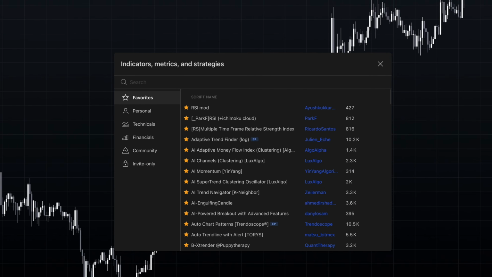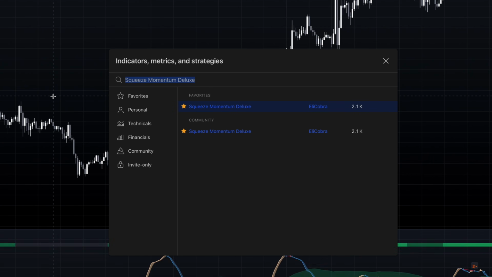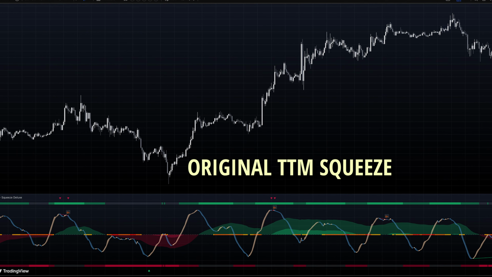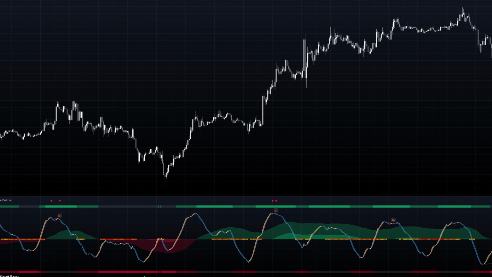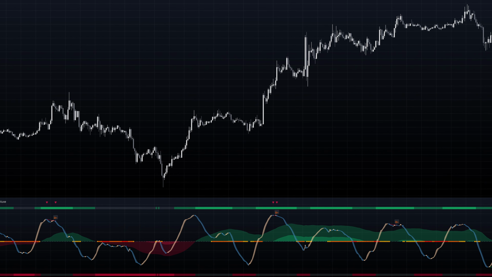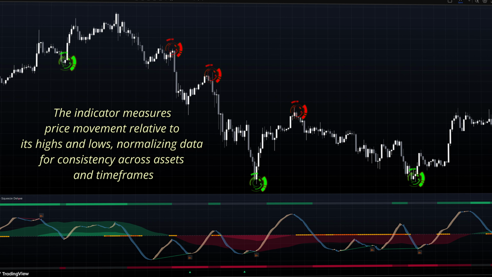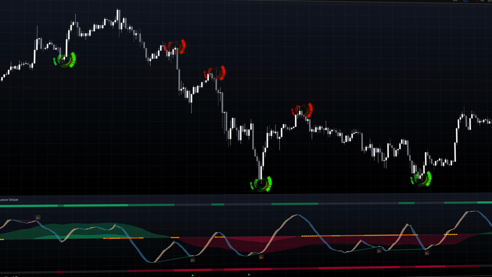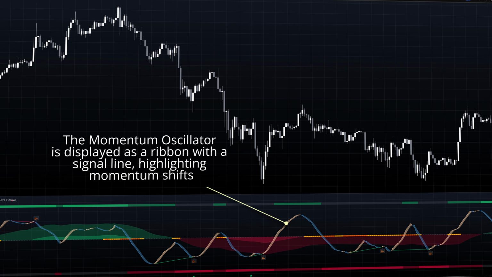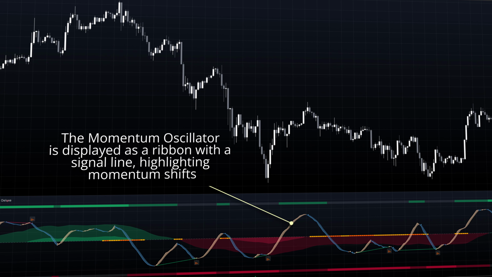The Squeeze Momentum Deluxe by Eli Cobra is a trading indicator that analyzes momentum, volatility, and price action. It expands on the original TTM Squeeze by Lazy Bear, incorporating new features for trend following and mean reversion strategies. At its core, the momentum oscillator measures price movement relative to its extremes, normalized for consistency across different assets and timeframes. The oscillator is displayed as a ribbon with a signal line to highlight bullish and bearish momentum shifts.